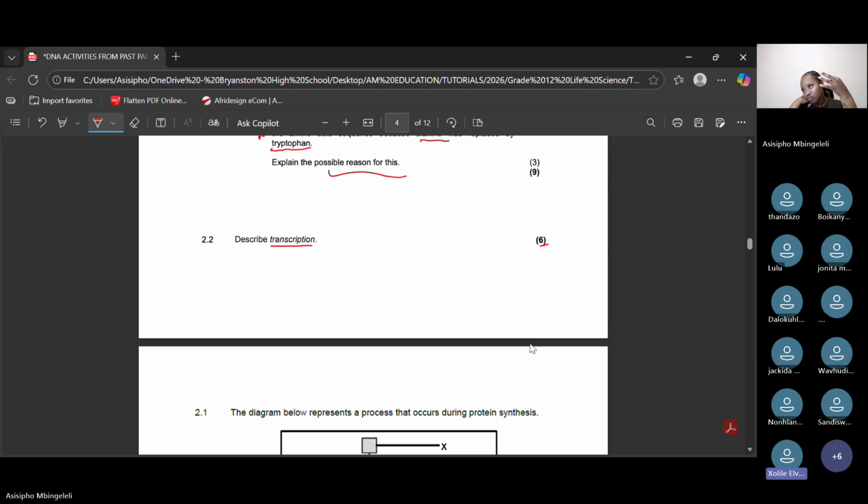Then the last one, I said mRNA detaches and leaves the nucleus through nuclear pores to the ribosomes. That's 3 marks. Nothing more. It ends there, so I'll give you 3 marks.